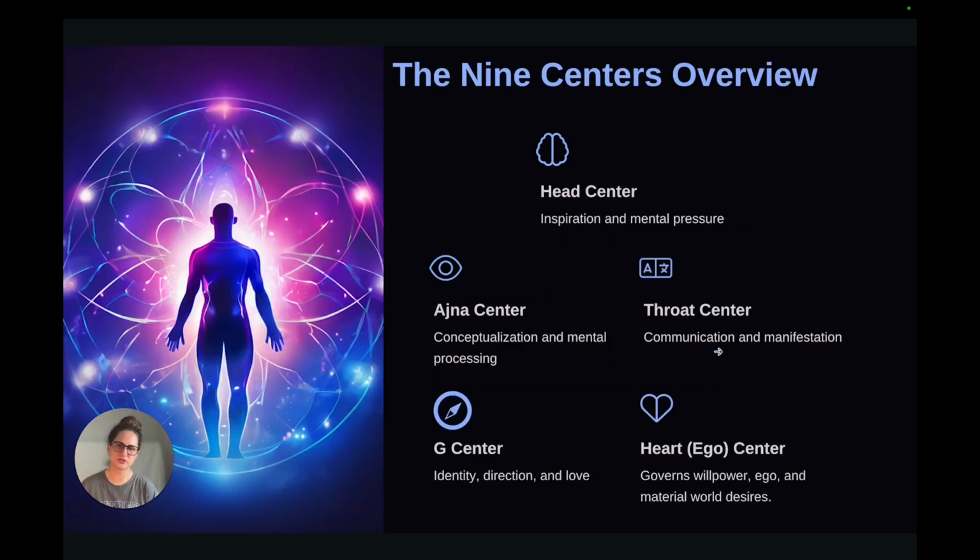The 9 centers, quick overview here. First center is the head center, inspiration and mental pressure. That's what's going to be happening in this space. Next is ajna center, conceptualization and mental processing, followed by the throat center, communication and manifestation. Then the G center is our identity, direction, and love. Heart center, or the ego center, governs our willpower, ego, and the material world desires.